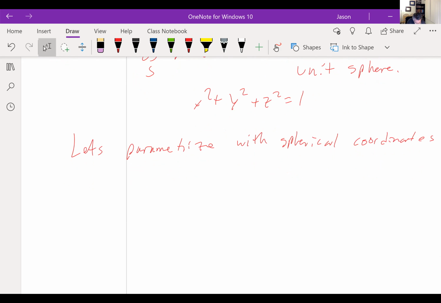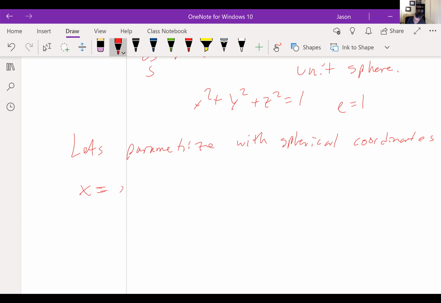So we're going to say that x is equal to... well, it's not really r, the surface is just the unit sphere. So how would we parametrize the unit sphere? It's the same way that we parametrize the unit circle, but we're using spherical coordinates. In the unit sphere, rho is equal to 1.